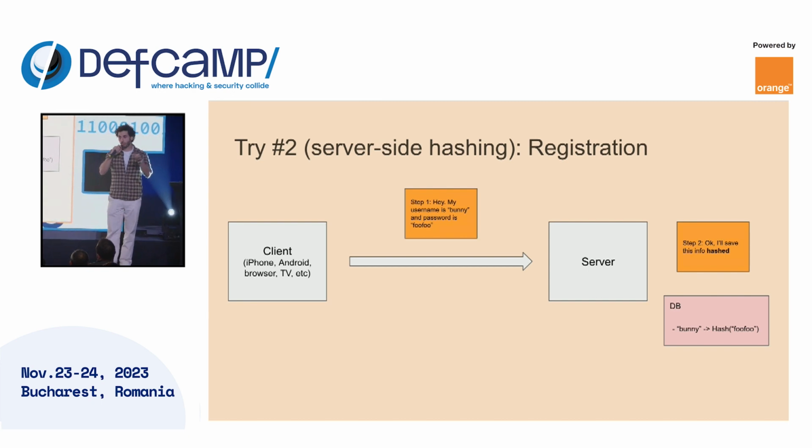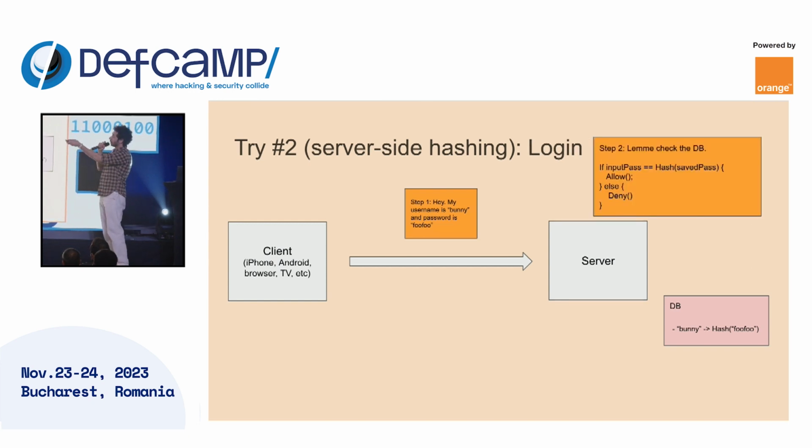You should do that. But for now, let's just keep it simple. And the server would save this thing hashed. And now, when the login occurs, the client again sends the username and password, and the server will get it. They will run a hash algorithm over it, and then they will compare it. And they would see if the hashes compare.